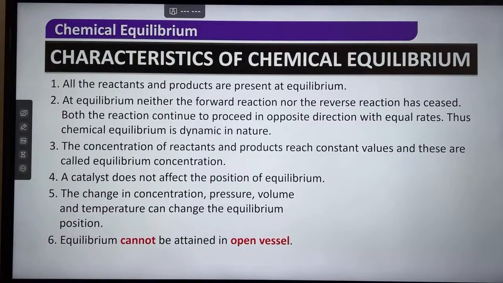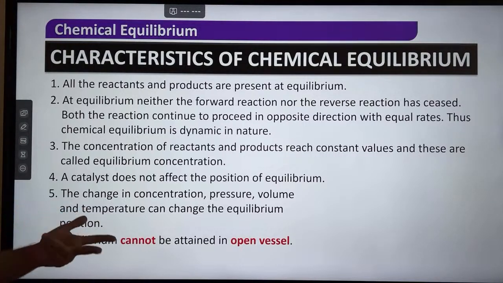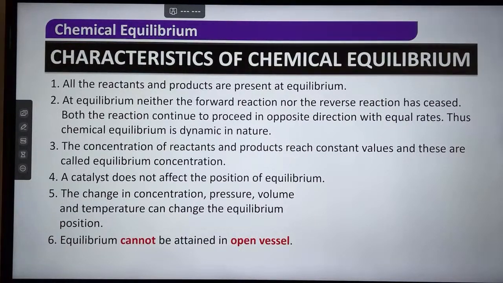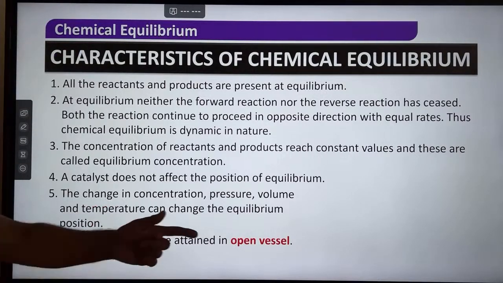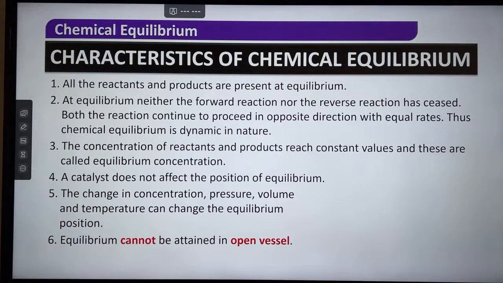Fifth, change in concentration, pressure, volume and temperature can change the equilibrium position, because temperature, pressure and volume all change the active mass. Concentration might change. If you increase the pressure while keeping the temperature constant, then volume will decrease, and concentration will change. If you increase the temperature while keeping pressure constant, volume increases, so concentration changes. Are you getting my point? Active mass is basically the concentration. If it changes, equilibrium position changes. And the last point, as we discussed, equilibrium can only exist in a closed system.